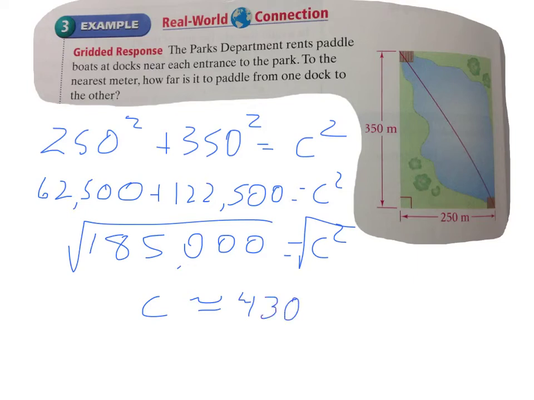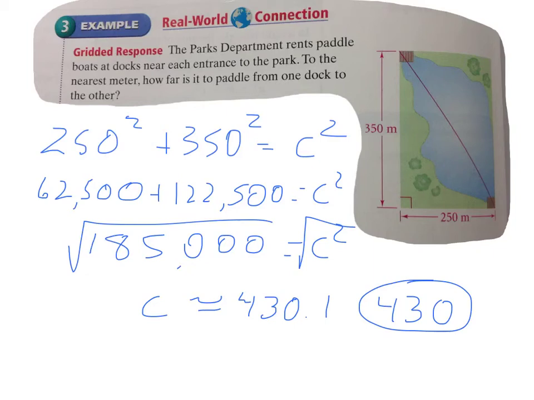On this one it said to the nearest meter, and since it's 430.1, your answer is going to be 430 meters. All right, now let's look at quick check number 3, which asks, when you want to know how far you have to paddle a boat, why is an approximate answer more useful than an answer in simplest radical form?